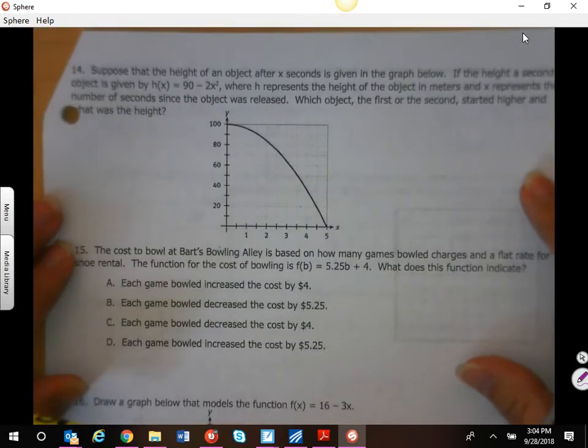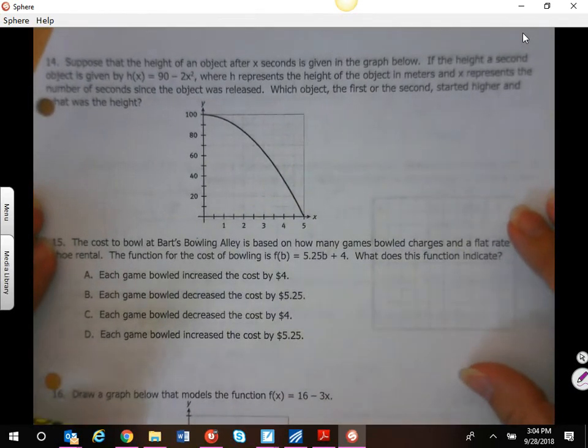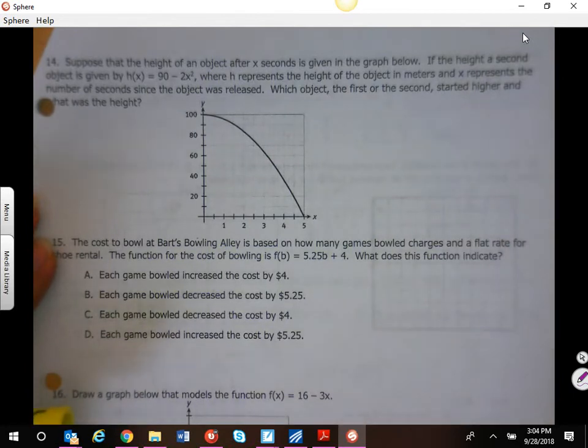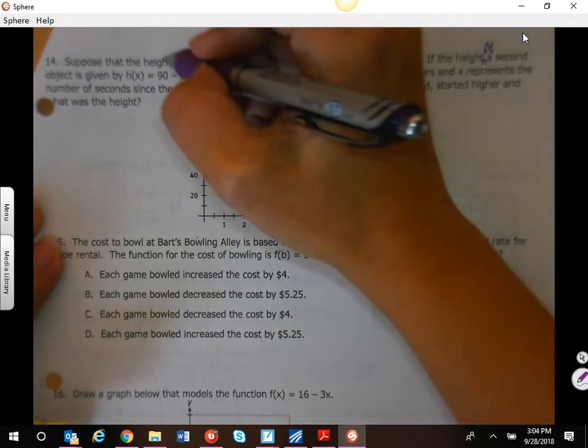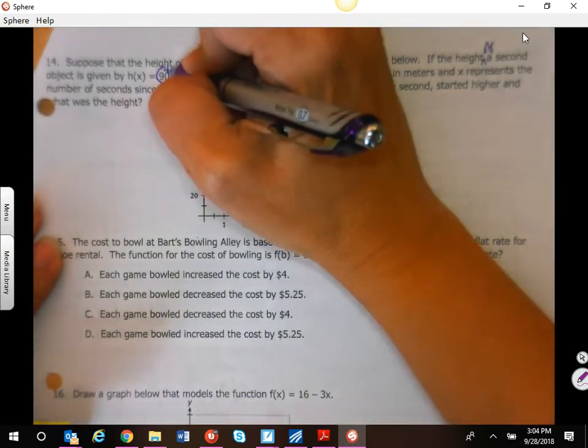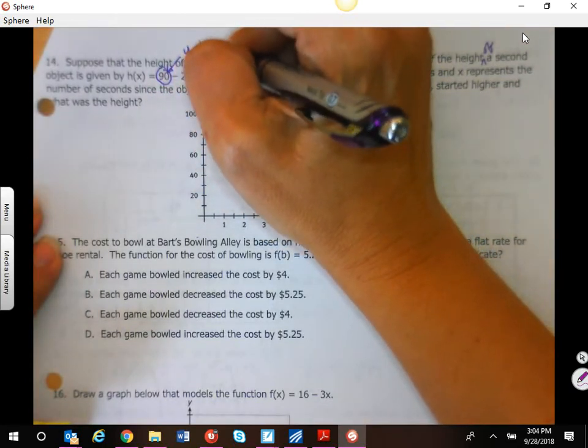Here we have a graph. This is part of a parabola. This says, suppose the height of an object after x seconds was given in the graph below. If the height of a second object, sorry, there's a typo there, is given by h of x equals 90 minus 2x squared. If we put this in the graph, this is our y-intercept.